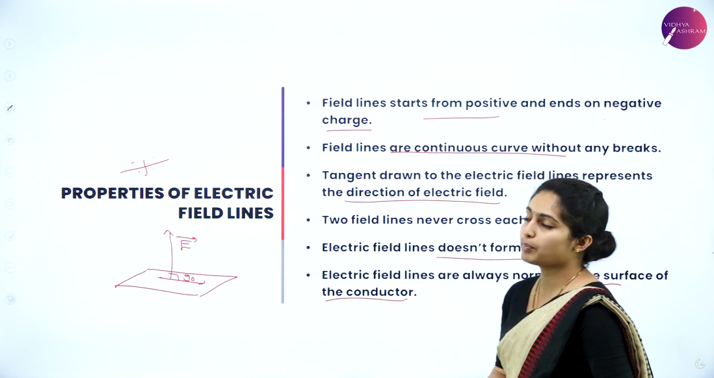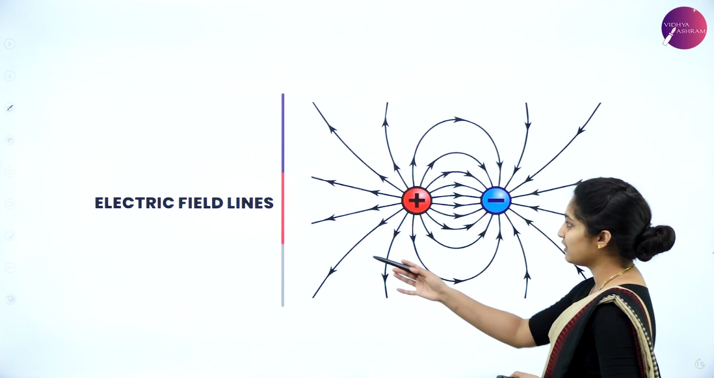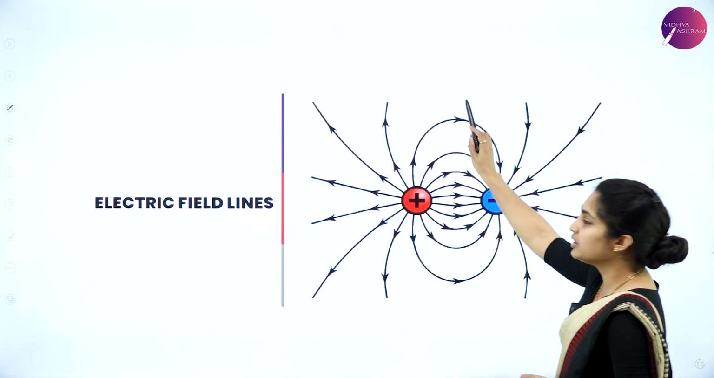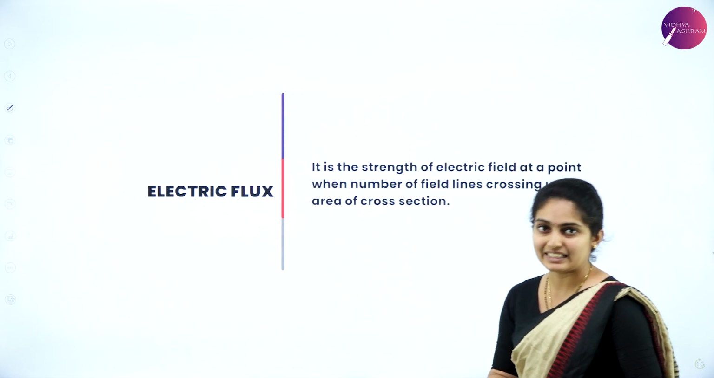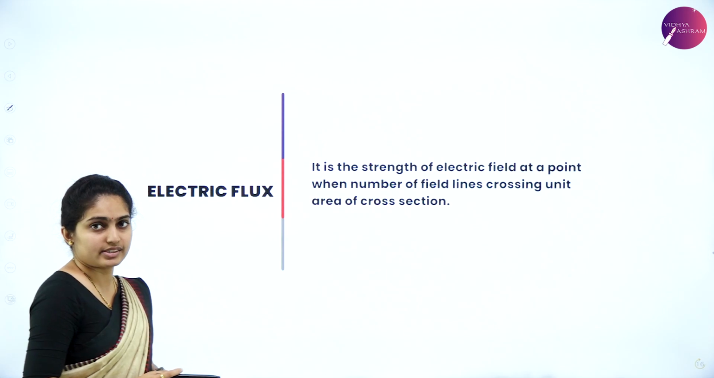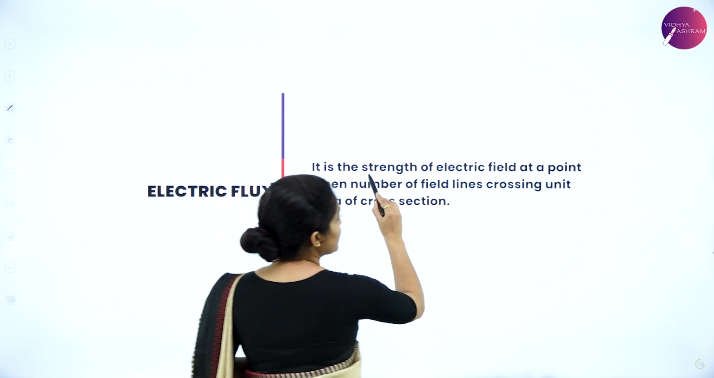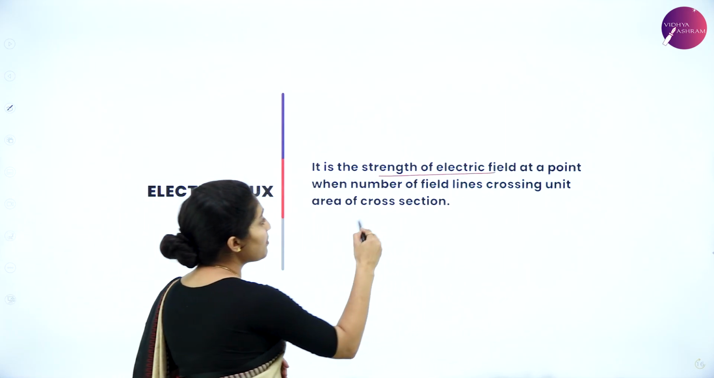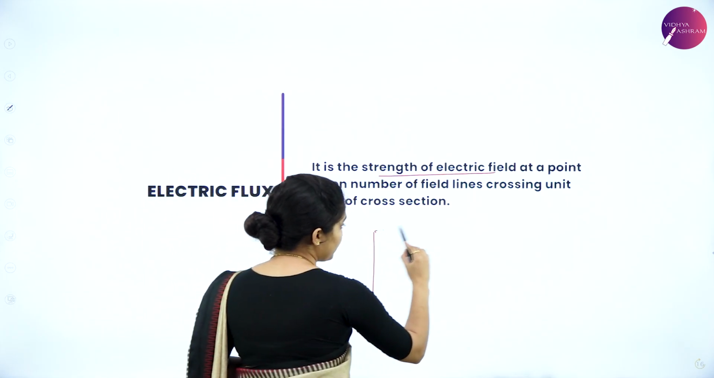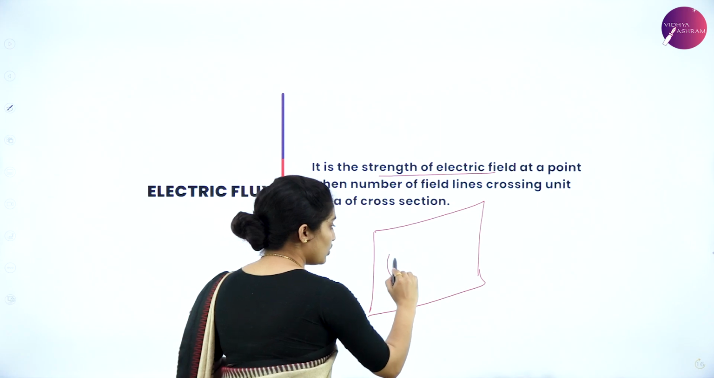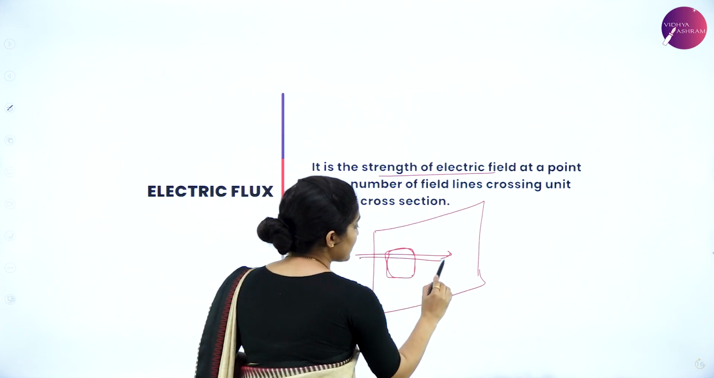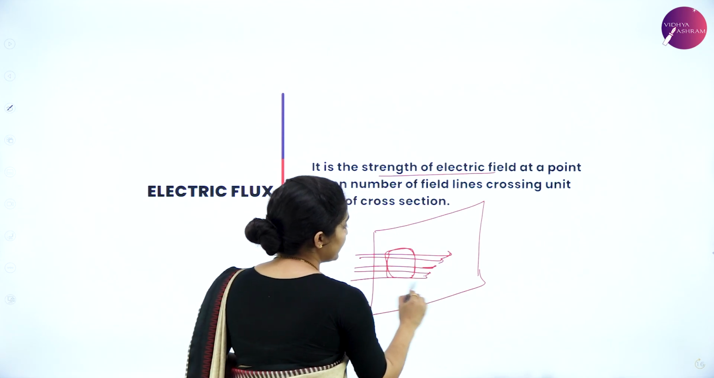So these are some of the properties of electric field lines, and this is the representation of electric field lines away from the positive charge towards the negative charge. Next is electric flux. It is the strength of an electric field at a point, given by the number of field lines crossing a unit area. Suppose this is a conductor and we consider only this part of the conductor, and electric field lines are passing through it at 90 degrees.